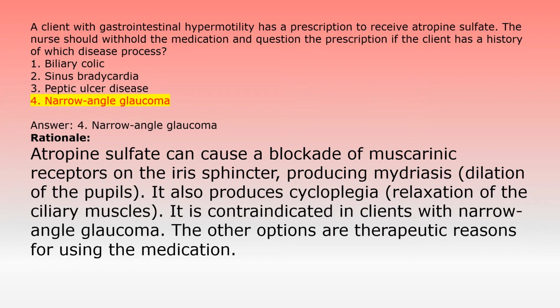Answer: 4. Narrow angle glaucoma. Rationale: atropine sulfate can cause a blockade of muscarinic receptors on the iris sphincter, producing mydriasis, dilation of the pupils. It also produces cycloplegia, relaxation of the ciliary muscles. It is contraindicated in clients with narrow angle glaucoma. The other options are therapeutic reasons for using the medication.